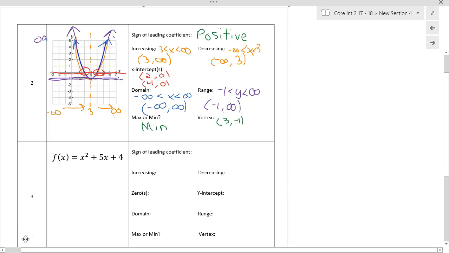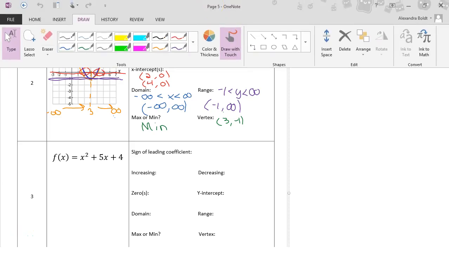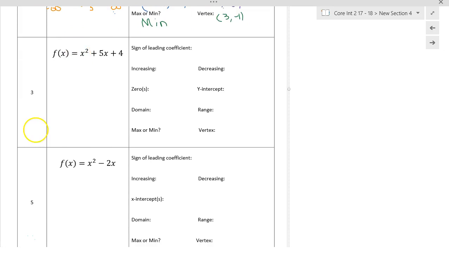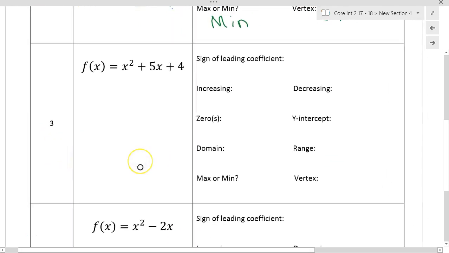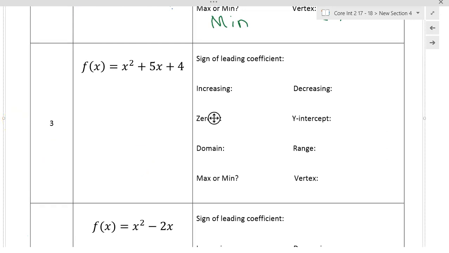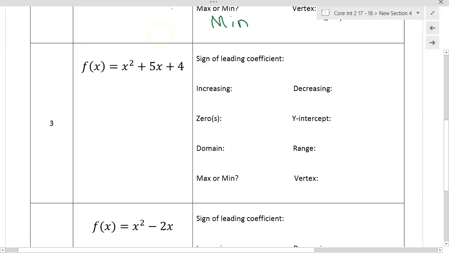All right, looking at number 3, starting with just an equation instead of looking at a graph. The important thing about these ones is you need a calculator. You will definitely need a calculator. So go ahead and pause the video and either grab a calculator or open up the TI Inspire on your laptop so that you can follow along. Alright, looking at number 3, f of x equals x squared plus 5x plus 4. I'm going to write the directions for what we do along this side.